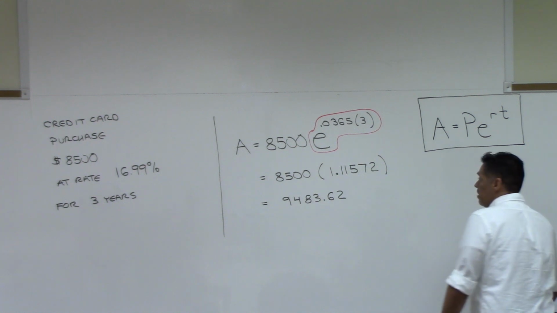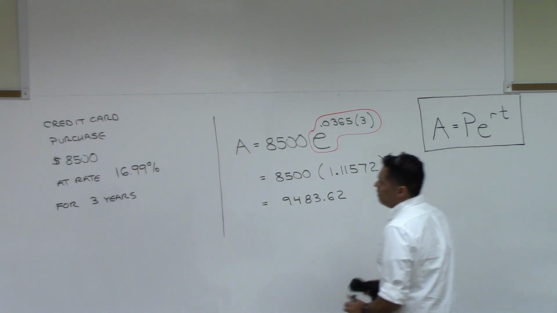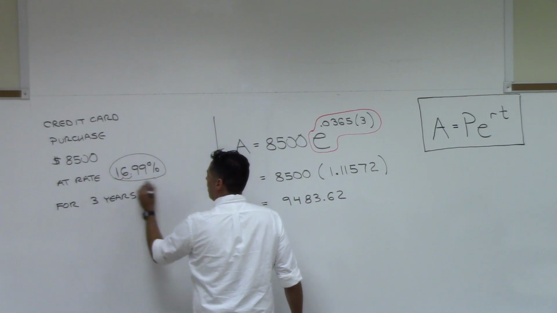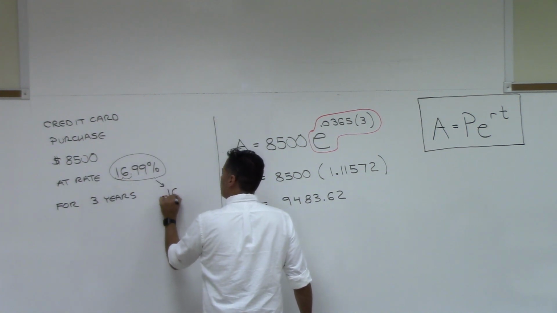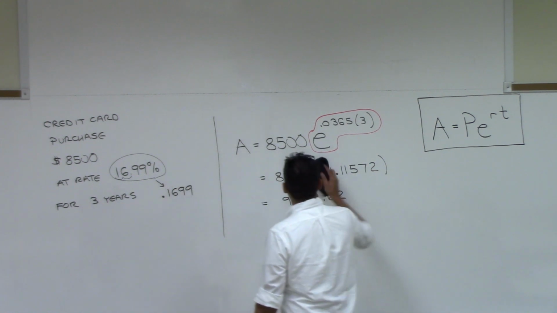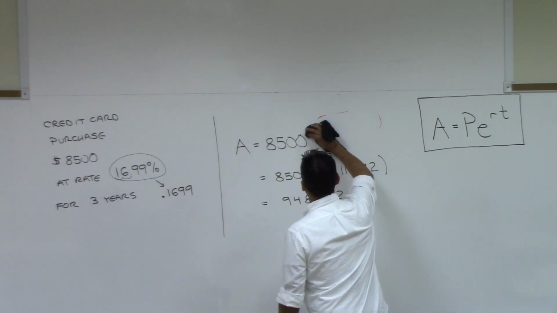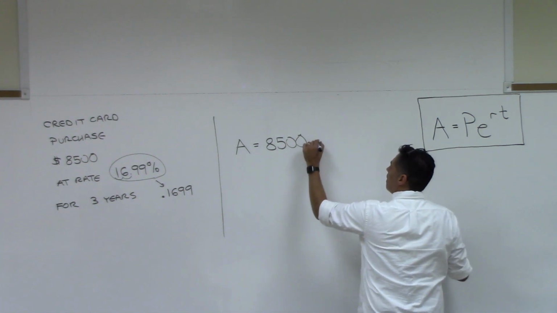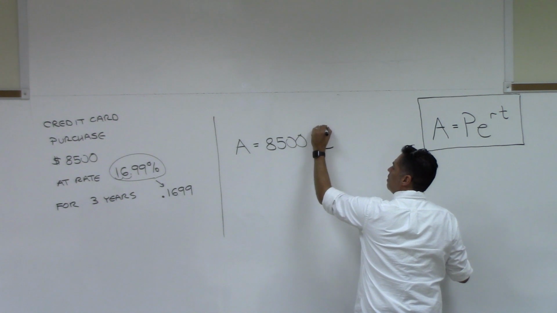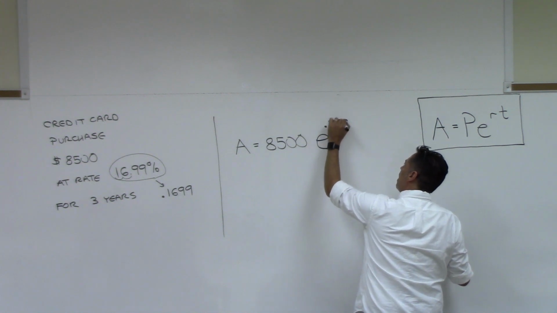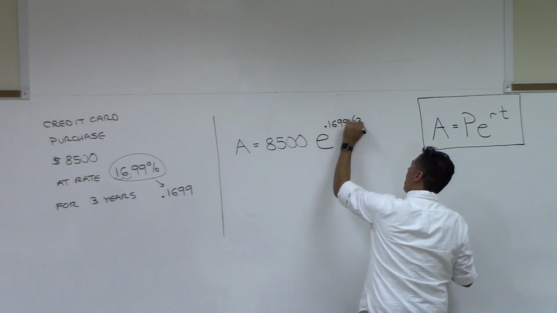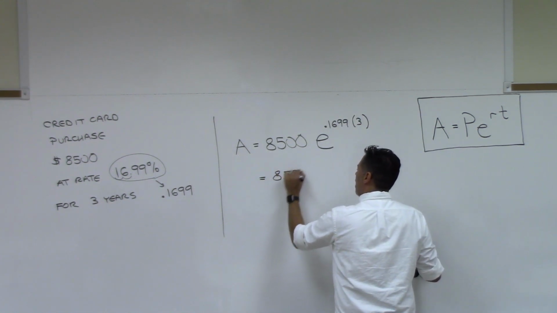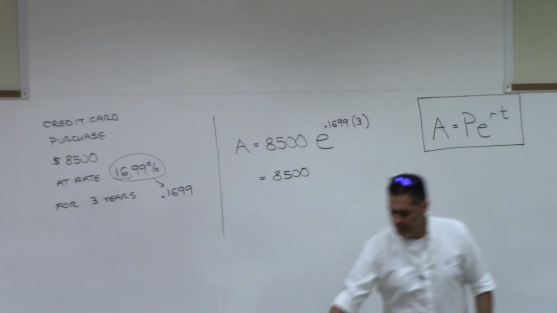So we're going to use the same exact formula, right? The only difference is that our rate is now going to be, move the decimal 2 places to the left, our rate's going to be 0.1699, and that's what we're going to plug in up here. So I'm going to redo this. Does anyone have any questions while I'm doing this? 8,500 to the 0.1699. Take that number and multiply that times 3. And then you'll multiply 8,500 times that. So I'm going to get on my calculator now.